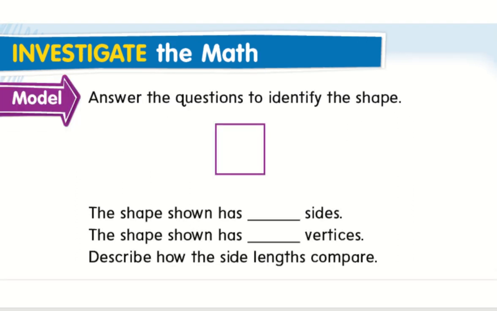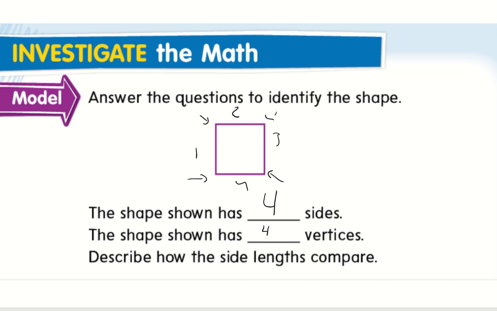So if we're looking at this shape right here, this shape shown has 1, 2, 3, 4 sides. We're going to put that right there. And it also has 4 vertices because we have 1, 2, 3, and 4 right there.